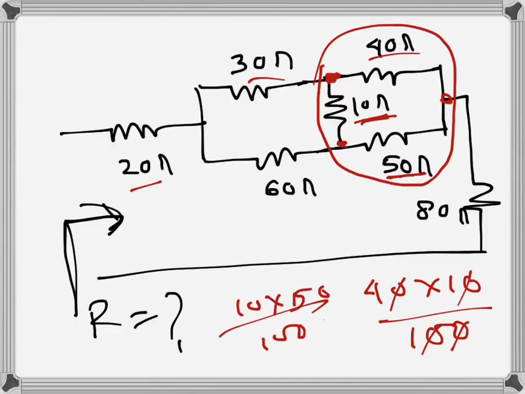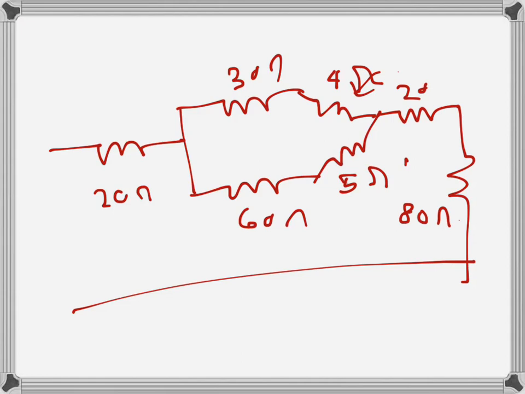Finally we want to find the resistance that is connected with this node. That will be 40 times 50, because these two are the delta resistances that are connected with this node, divided by 100, so that will be 20. So 20 ohms there.